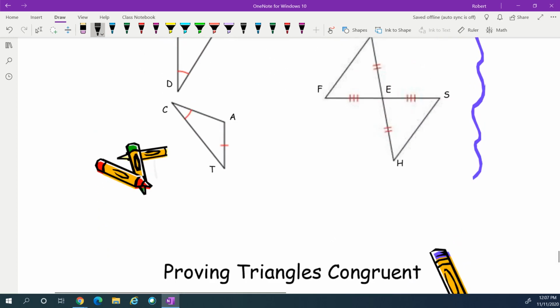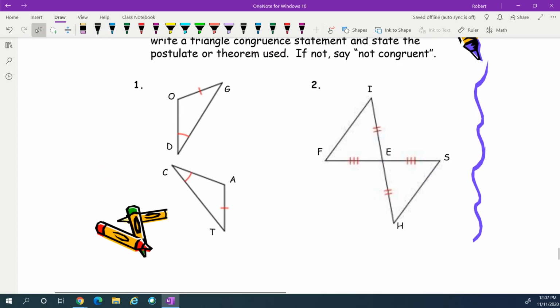Let's see what else we have here. Let's see, what do we have in this picture? We have an angle matches an angle, a side matches a side. The question is, can we figure out anything else? And they're not connected. We don't have a shared segment. We don't have parallel lines that we can figure out angles. We don't have vertical angles. There's just nothing we can do. We're going to say not congruent.